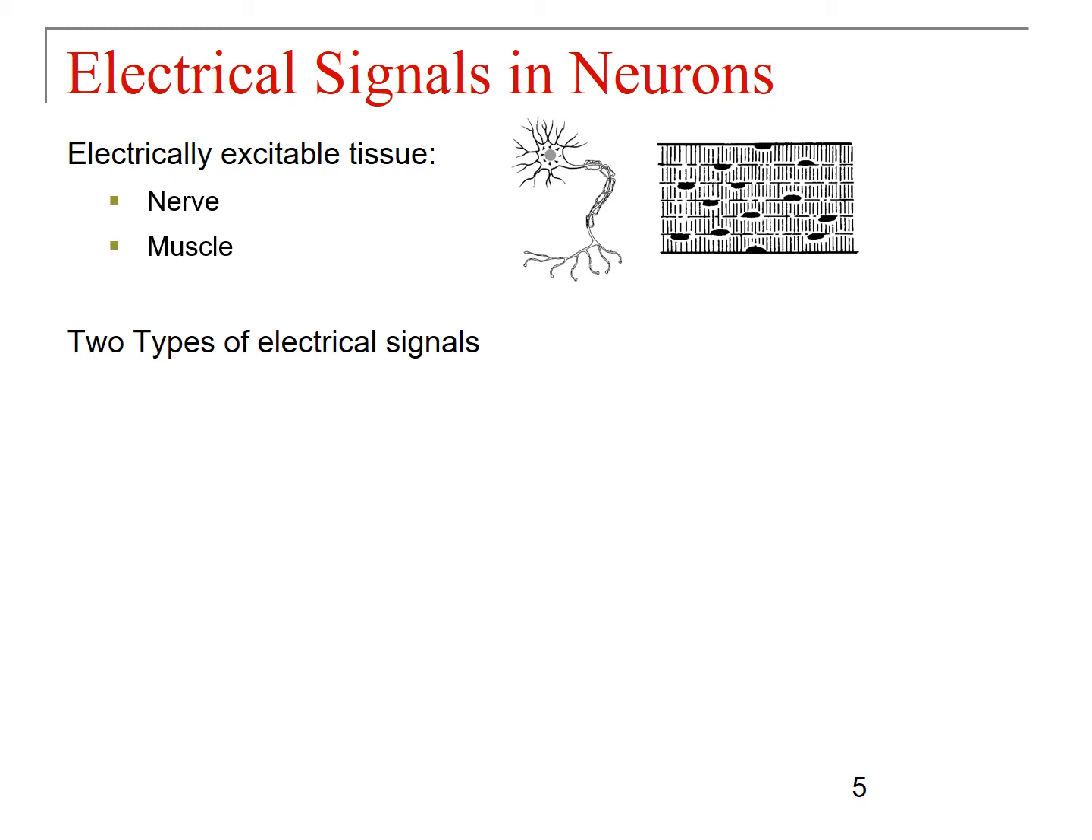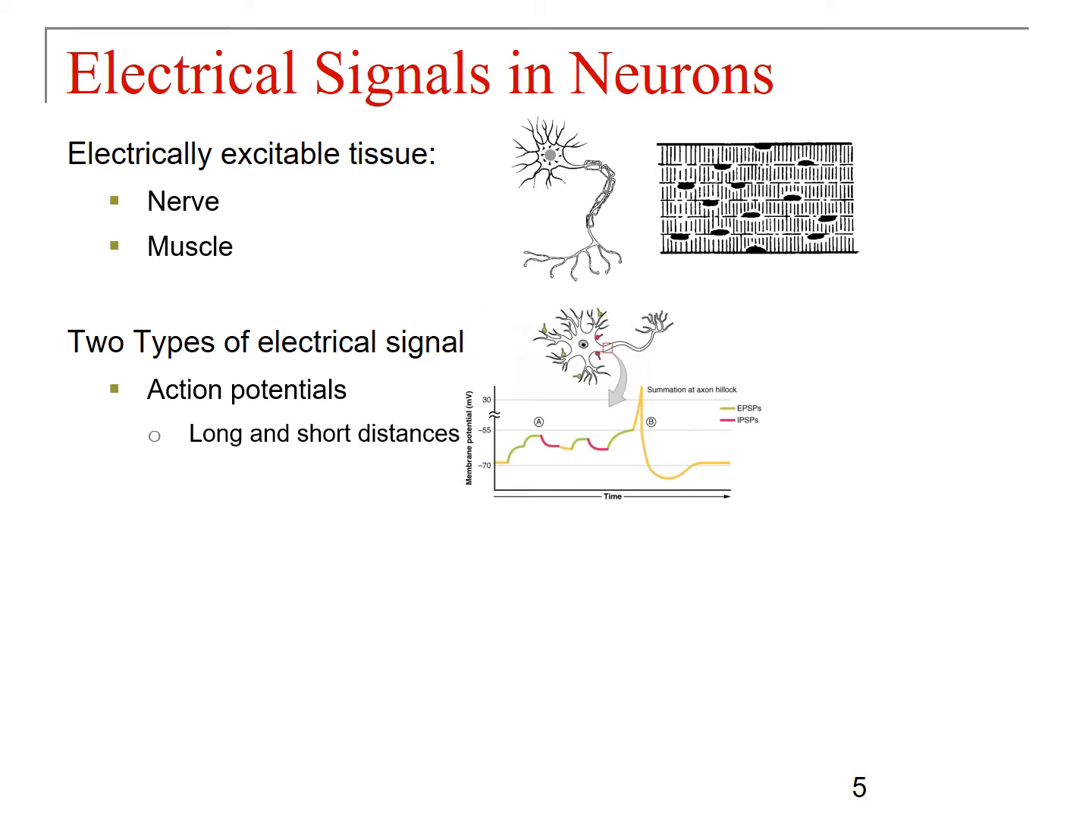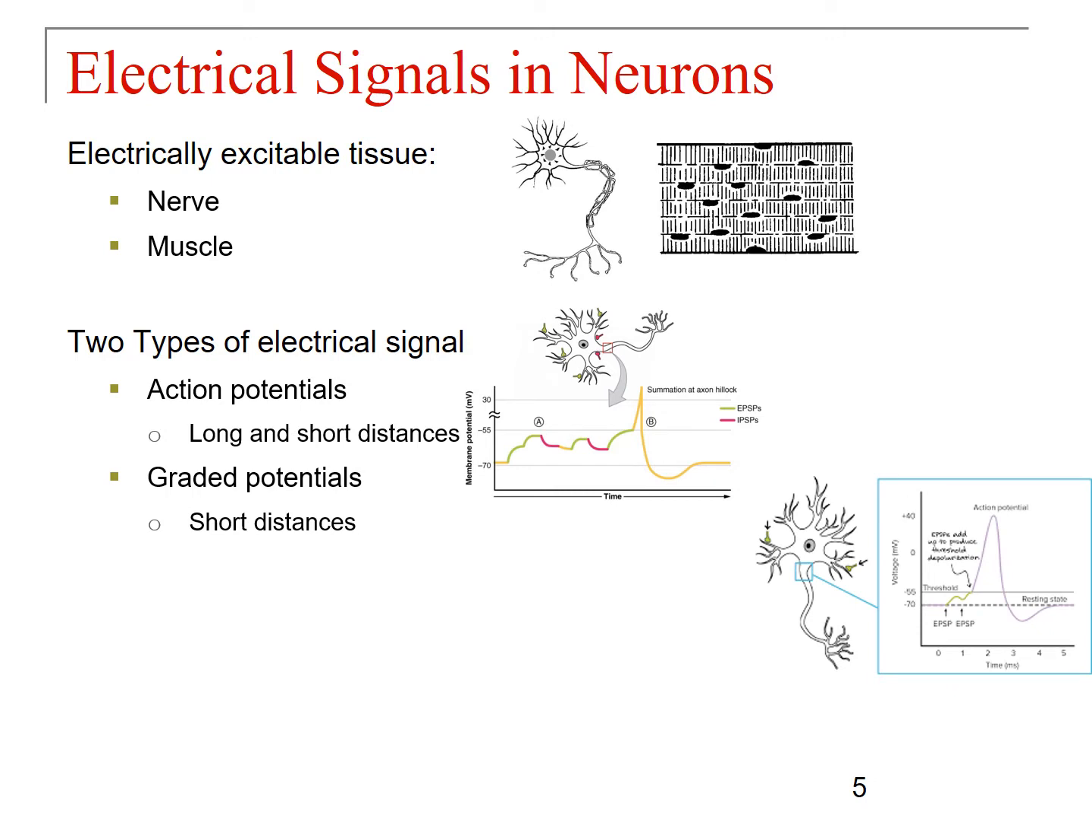Now, there are two types of electrical signals. One is called action potentials, and action potentials can travel long and short distances. I don't want you to worry about this diagram too much. We're going to cover all of this kind of stuff in more detail. The second one is graded potentials, and these go for short distances. One thing I want to point out here is that you're usually going to find action potentials occurring along the axon of a neuron. You're going to find graded potentials happening in the cell body or in the dendrites. So cell body and dendrites is where you're going to get graded potentials.